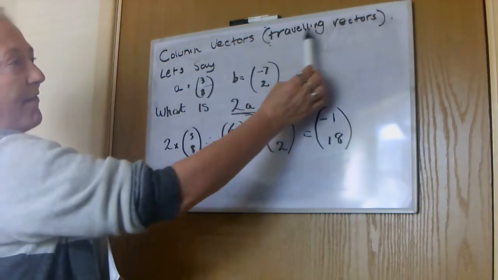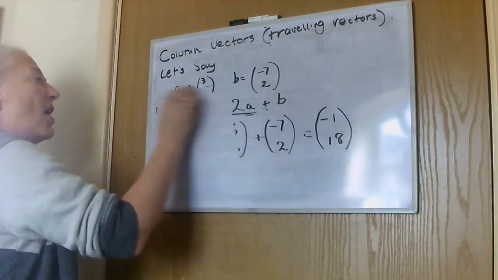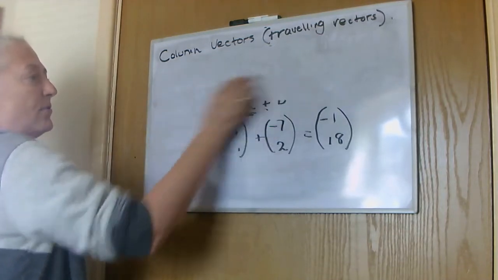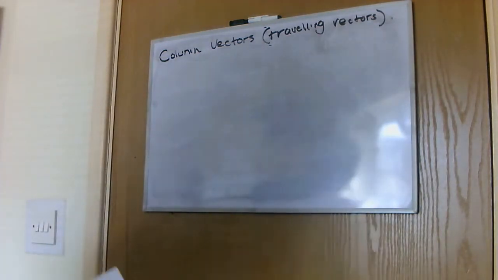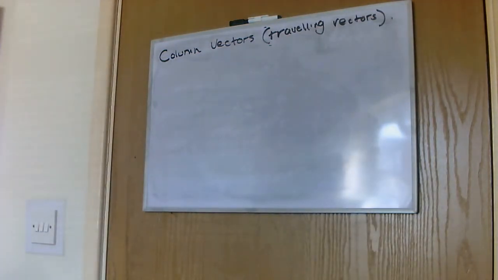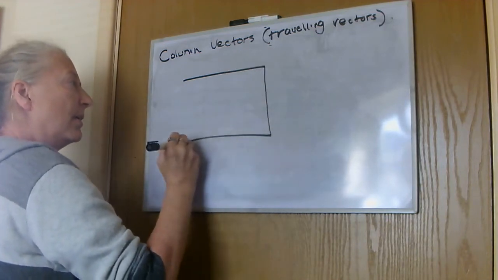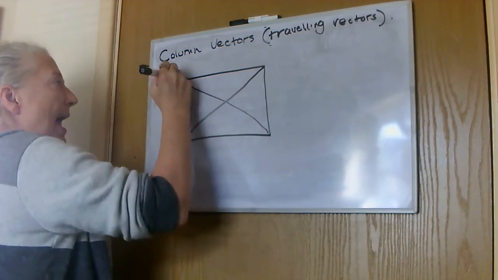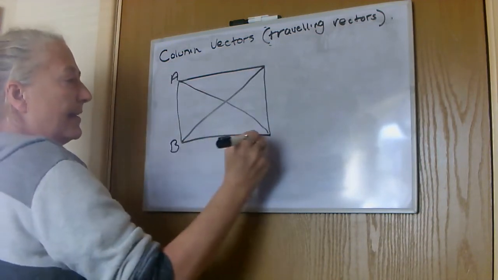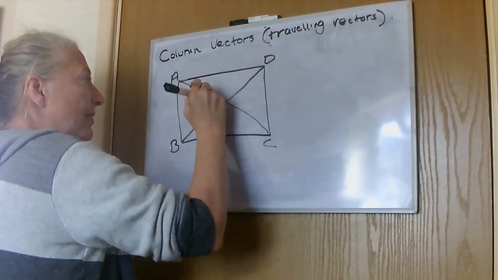Now, we're going to look at travelling vectors. Now, it's not called this, but I like to call it this because I like to think of it as a motorway or road or some kind of travelling system. So what you might have is something like this. I'll try and make it nice and clear for you. A, B, C, D.